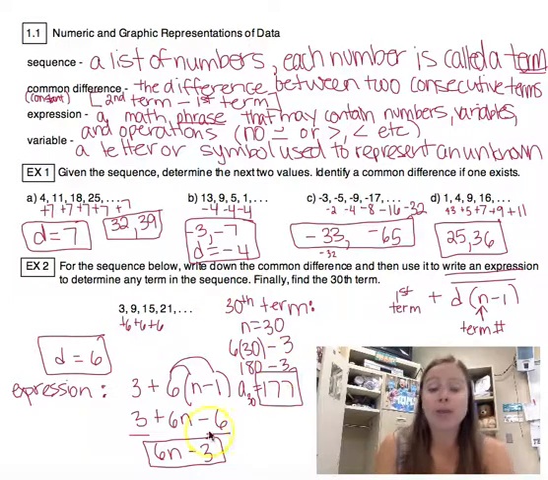So hopefully that gives you a pretty good understanding of sequences and expressions. You could always, if you had the time, write out 30 terms of the sequence to find it. That's perfectly acceptable work. This just takes a little bit less time if you can remember this formula.